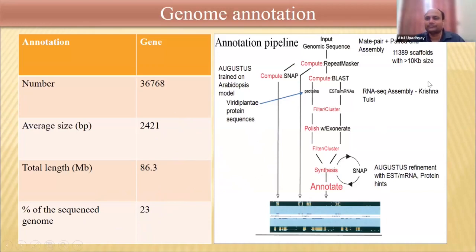Coming to the pipeline we used for the annotation, this is one of the standard pipelines. We provide our input sequences, mate-paired and paired-end, which are assembled, and this becomes our input sequence. Then there are different stages, like masking of the repeats, identification of the repeats by de novo approach or by already known repeats, and masking them. This step is very important because otherwise it will hinder gene prediction. Likewise, we have used all these different tools, and finally we annotated the number of genes.